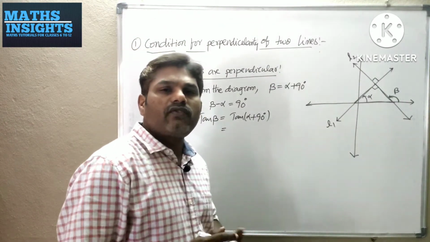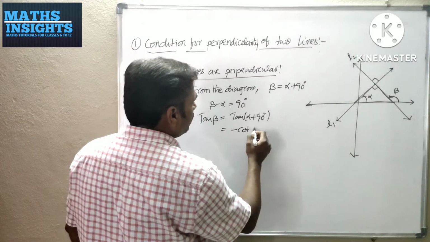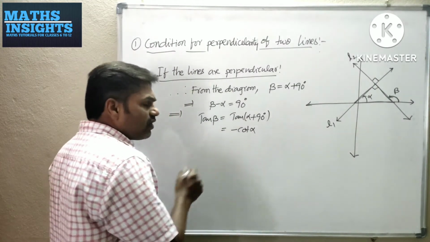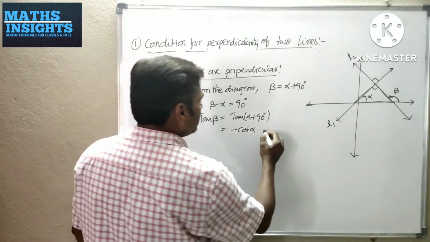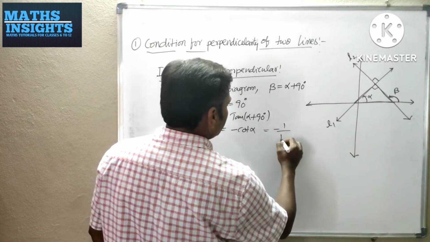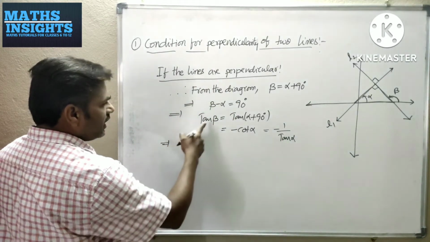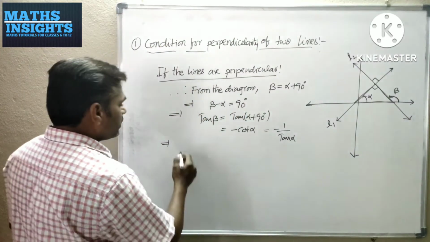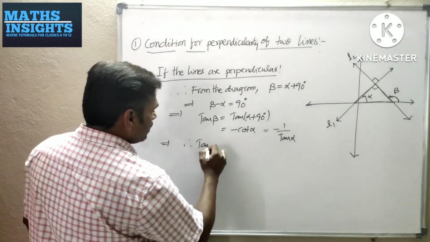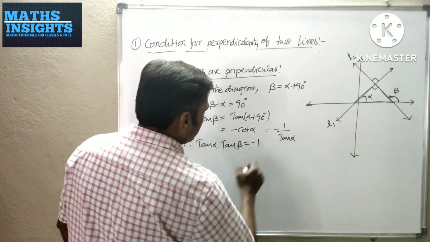Tan 90 plus alpha becomes minus cot alpha. Cot is the trigonometric ratio which is the reciprocal of tan. Therefore, we can write it as minus 1 by tan alpha. On cross multiplication, tan beta into tan alpha is equals to minus 1. Therefore, tan alpha into tan beta is equals to minus 1.